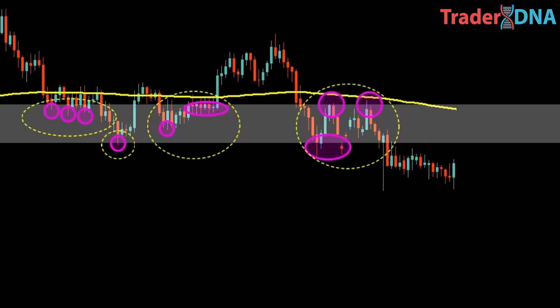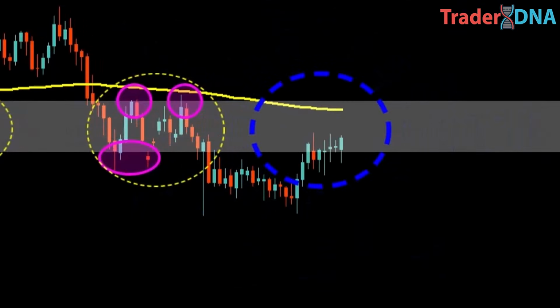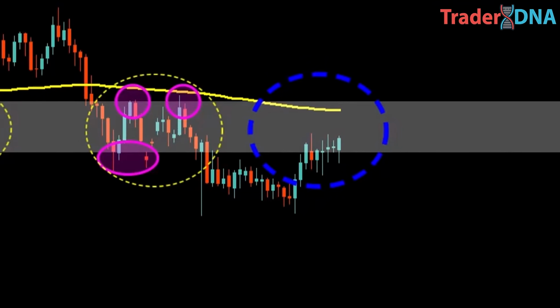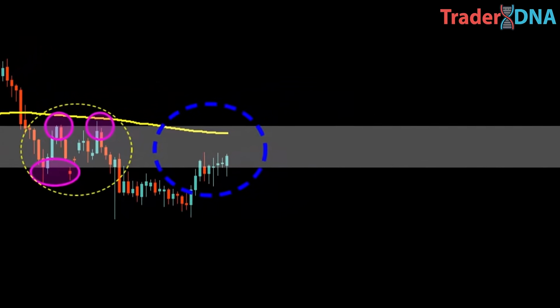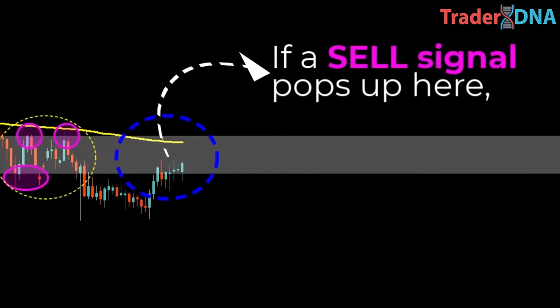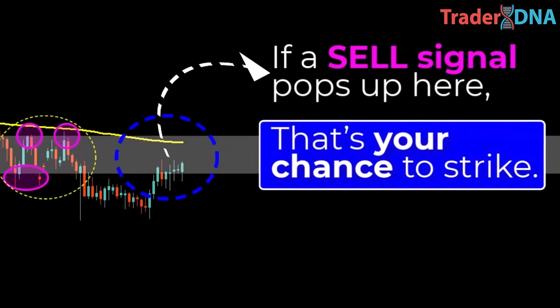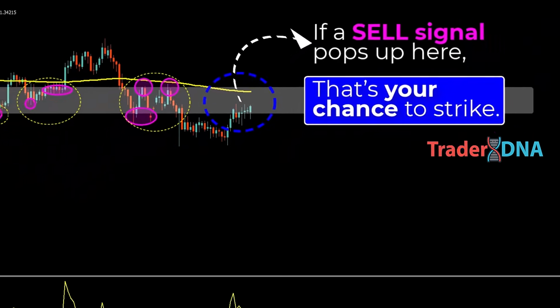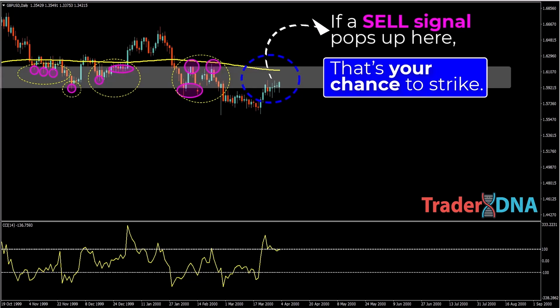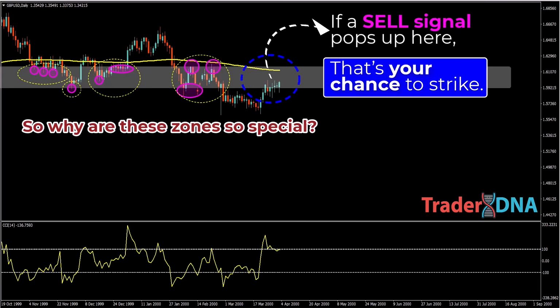Now, here's the important part. When price climbs back up to these key resistance zones, you don't just sit back and do nothing. You get ready, locked in, focused, because if a sell signal pops up here, that's your chance to strike. It's like the market is handing you a golden ticket, but only if you're paying attention. So why are these zones so special? Why do pro traders obsess over them?